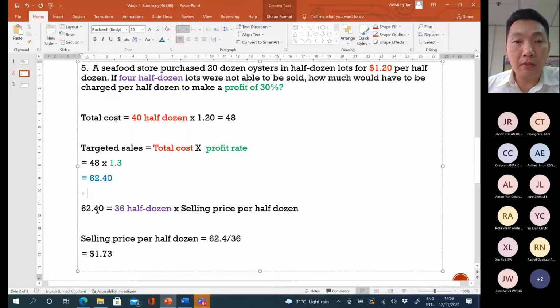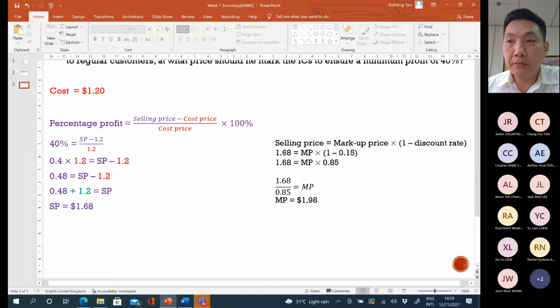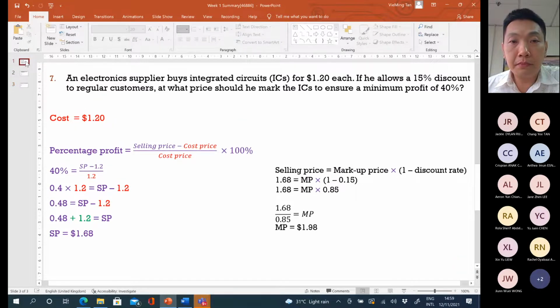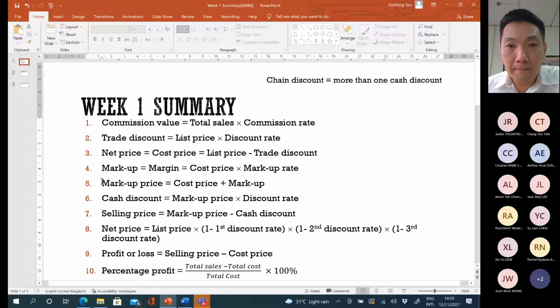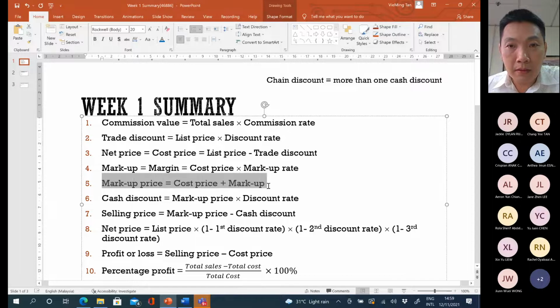So that means you see all this, you have to change to half dozen before you can get the answer. So what is the formula that we can choose? You can go back to the formula sheet again. This question is looking for selling price, and it involves the markup price and also the selling price. So that means we have to choose this one. We have the markup price.